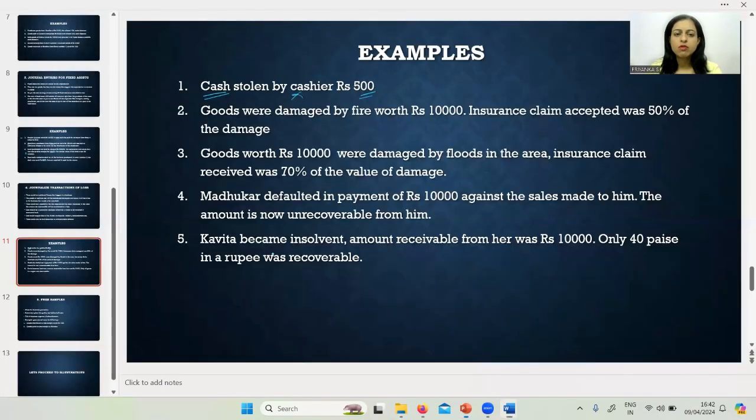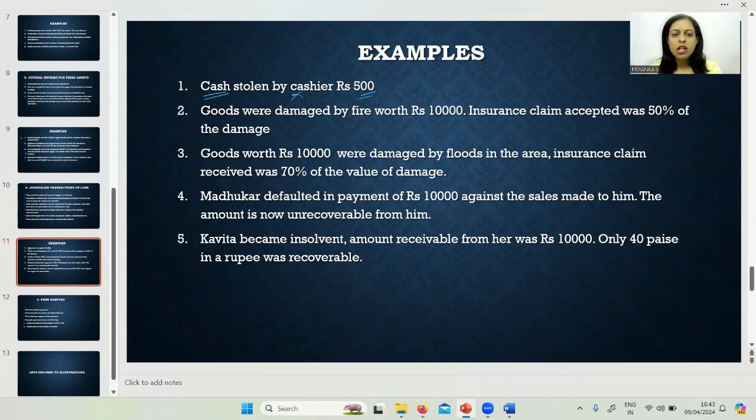Now, second transaction, if we have to see, goods were damaged by fire, 10,000, and insurance claim accepted was 50% of the damage. So basically something very specific is happening here. Not just that you have lost the goods by fire, but there is also some kind of insurance which you're getting back. So this is a very important thing which you need to remember, that sometimes entire amount may not be lost. There will be part amount which can also be recovered back from the insurance company. Now, have they said that the claim was paid by the insurance company? No. Here they are just saying insurance claim was accepted by the insurance company, against that damage.